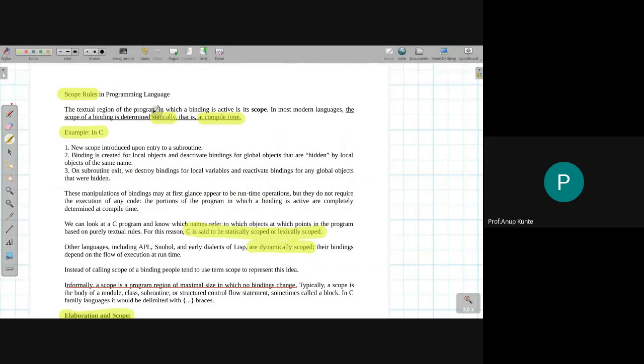Okay, so what is binding? Binding is the region of the program in which, sorry, what is scope? Scope is the textual region of the program in which binding is active. So this word active means it's live. So the binding is live.